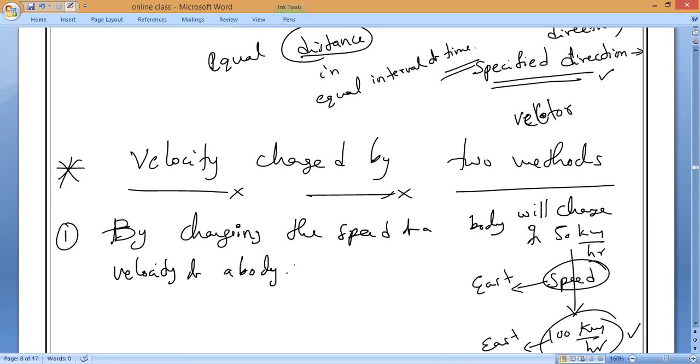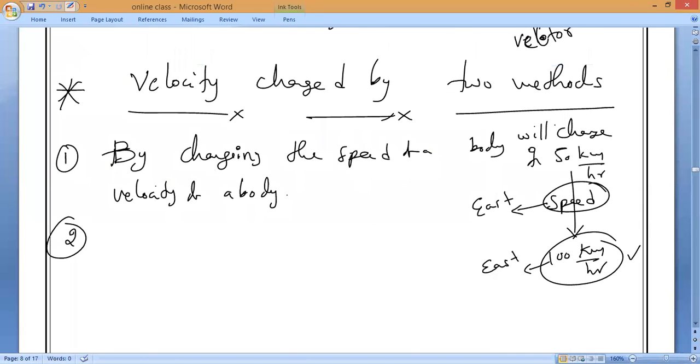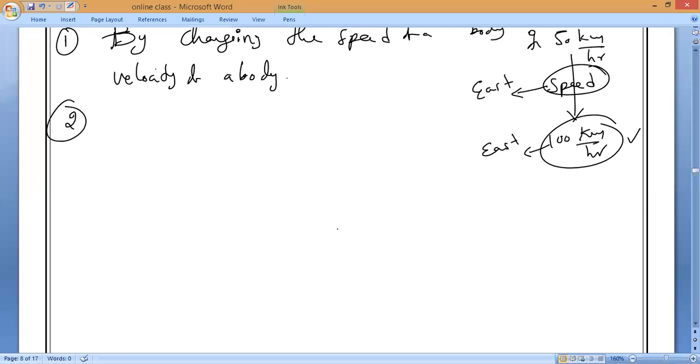Do you understand, everybody? Now, next, the second factor. Velocity can be changed by two methods. One is by increasing the speed or by decreasing the speed. If you increase the speed, velocity will also change. If you decrease the speed, velocity will also change. Is it okay, guys? Harish, is it okay?